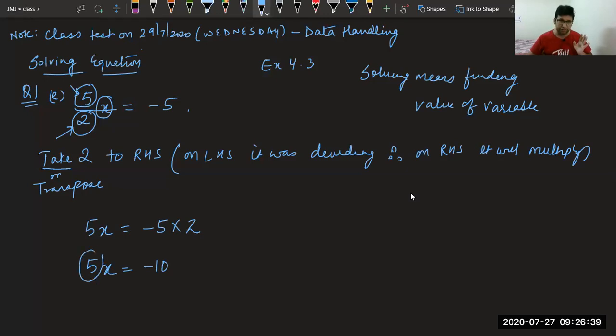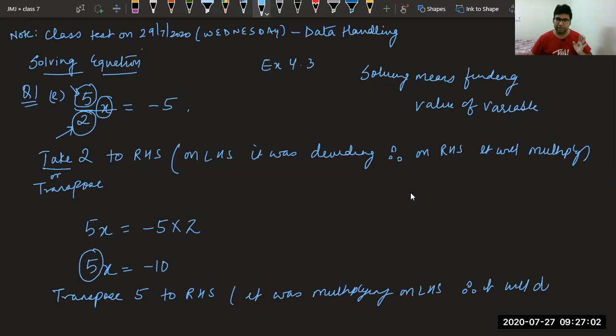Now what is extra over here? Extra is 5. So we will take it to that side. So transpose 5 to the right hand side. Again, it was multiplying on the left hand side, therefore it will divide on the right hand side. It becomes x is equal to minus 10 upon 5 and the answer is minus 2.